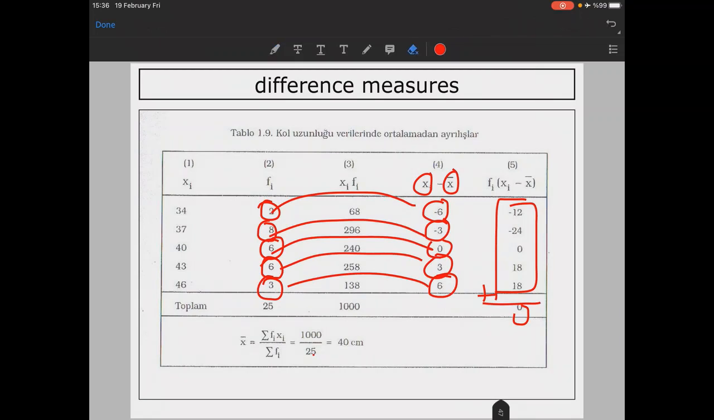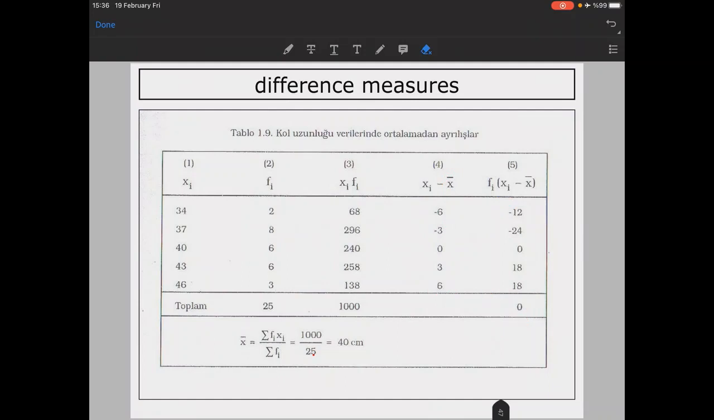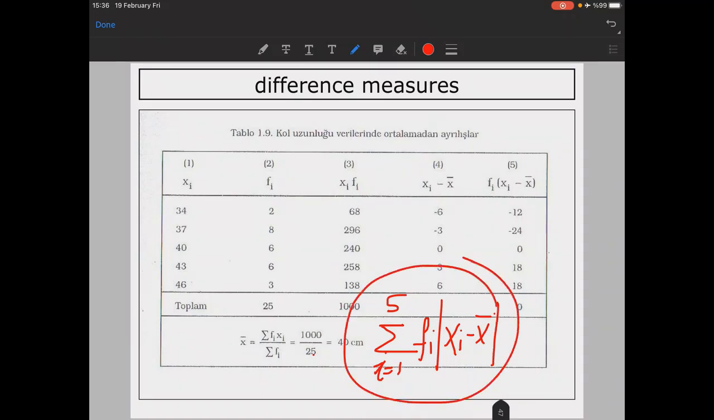So what I need is just an extra step here, which could be quite useful. Just let me try to show you this. Instead of this, I use this one, from i equals 1 to 5. These are your categories, right? f_i times the absolute value of x_i minus x bar, and you calculate them like this. This is called mean absolute deviation.